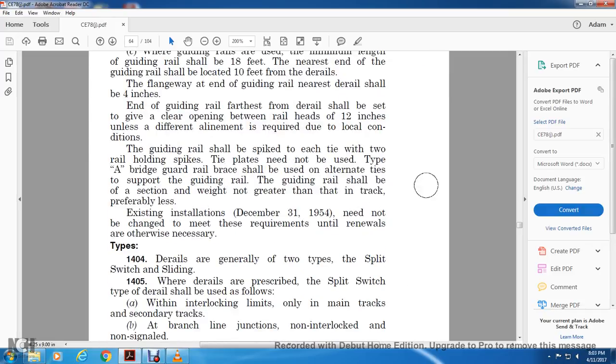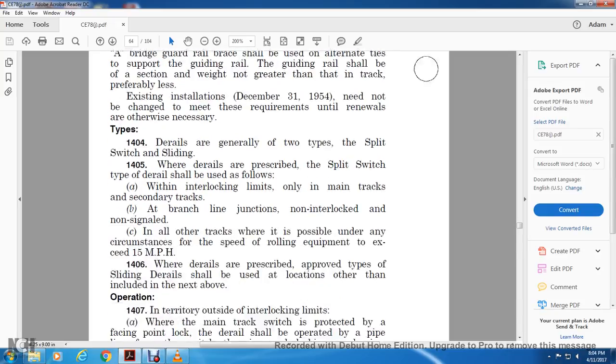The guiding rail shall be spiked at each tie with two rail-holding spikes; tie plates need not be used. The type of bridge guardrail brakes shall be used on alternate ties to support the guiding rail. The guiding rail shall be of a section weight no greater than that in the track, preferably less. Existing installations as of December 31st, 1954 need not be changed to meet these requirements until renewal is otherwise necessary.